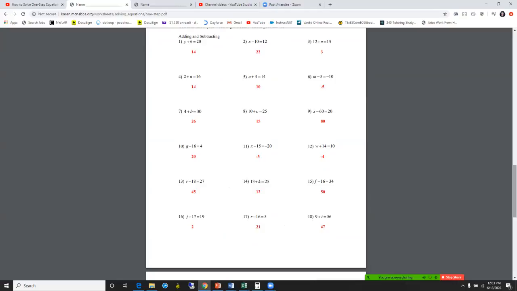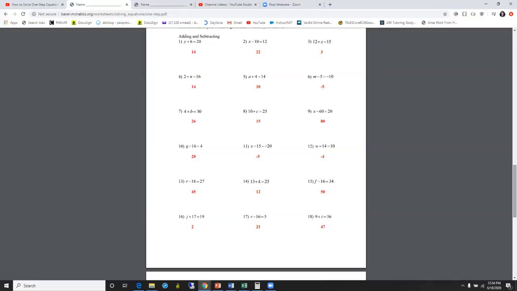Okay. Let's look at number 4. We went over 1, 2, and 3. Let's look at number 4. Number 4, we have 2 plus n equals 16. Our variable is the n, right? So we have a positive 2 plus n equals 16.